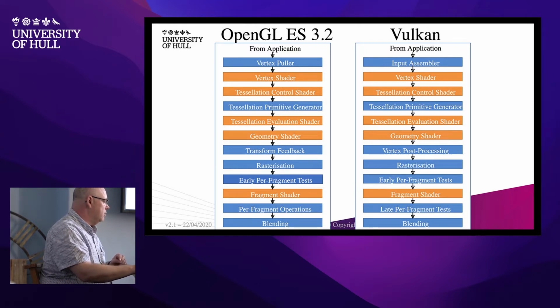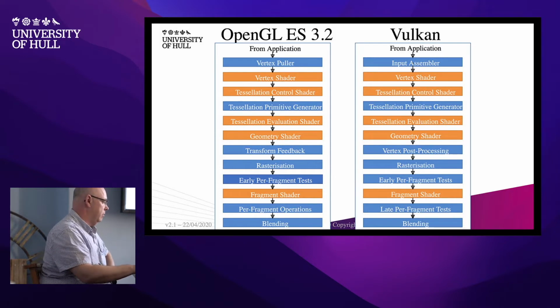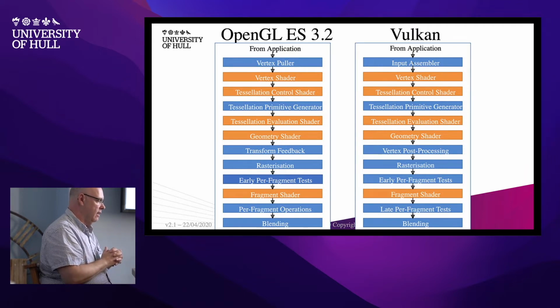But there are a lot of other stages within a modern graphics pipeline. Now, some of these are called differently. So you've got the Vertex puller, input assembly. The Tessellator is basically the same. The geometry is the same. You've got transform feedback and Vertex post-processing. Again, very, very similar.